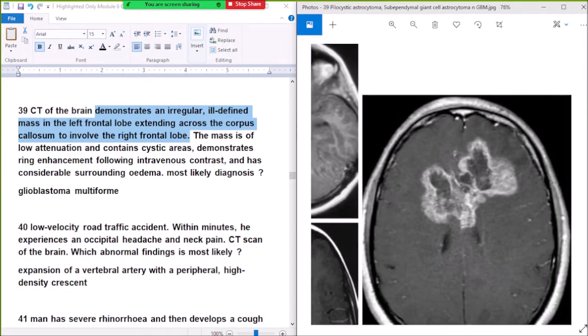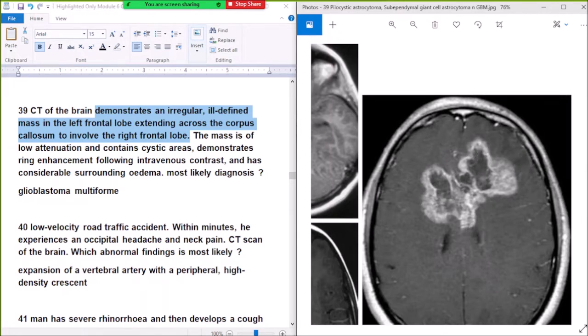Glioblastoma multiforme. CT scan of the brain demonstrates an irregular, ill-defined mass of the left frontal lobe extending across the corpus callosum to the right frontal lobe. The mass is of low attenuation and contains cystic areas. It demonstrates ring enhancement following intravenous contrast and has considerable surrounding edema, most likely diagnosed as glioblastoma multiforme.